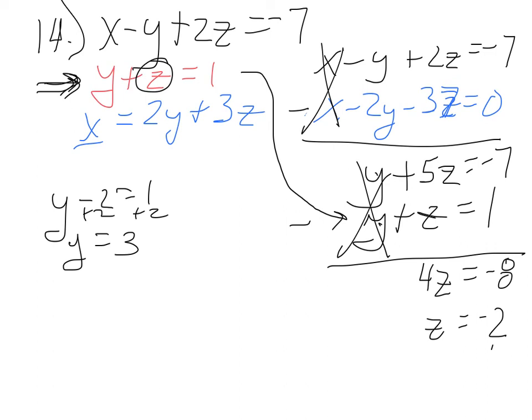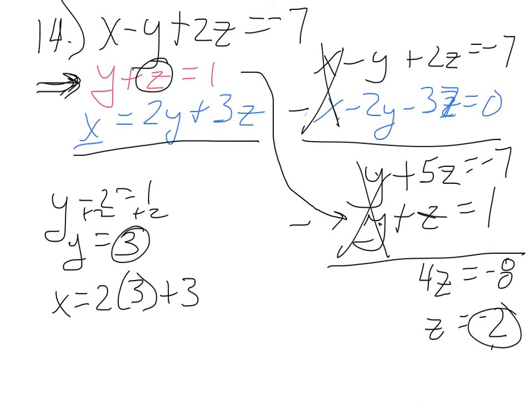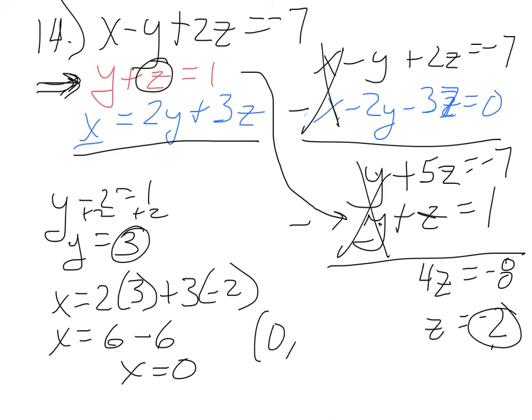Close. I'm there. I take a look at this equation now to find x. X equals 2 times y, and y is 3 right here, plus 3 times z, and z is negative 2. Solve all this out. X equals 6 minus 6. X equals 0. So my triplet is going to be 0, y is 3, and z is negative 2.